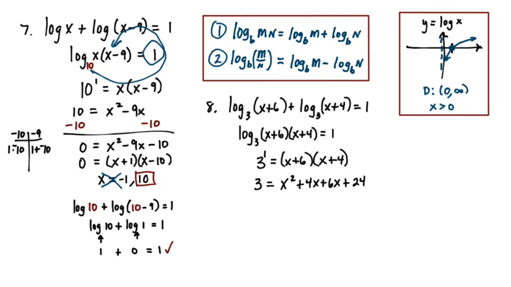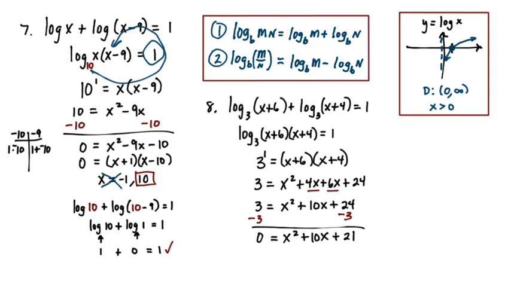When we FOIL it out, we get x squared plus 4x plus 6x plus 24. Let's combine our x terms there. We get 10x in the middle. We'll subtract 3 on both sides. We get x squared plus 10x plus 21. So this is a trinomial. We're going to try to factor this. I need 2 numbers that multiply to 21 that add up to 10. Of course, that would be 3 and 7. And so when we solve for x, we get negative 3 and negative 7.